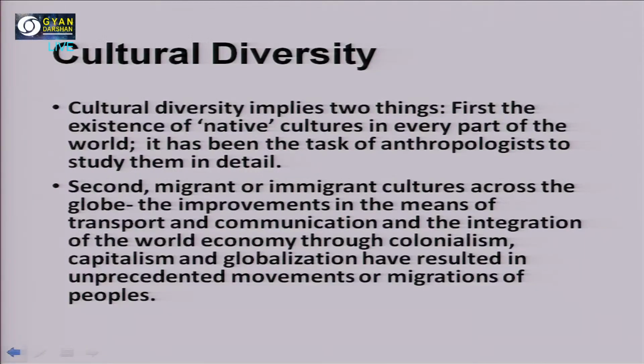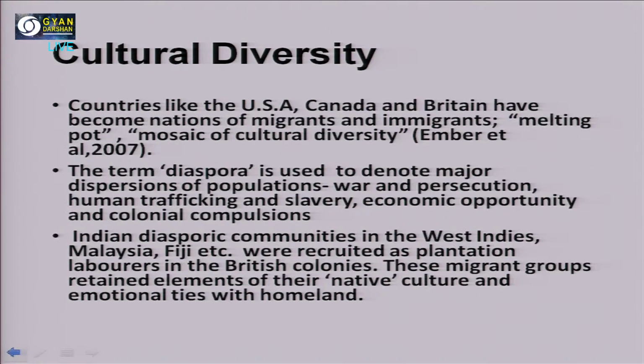What about the fact that today there is so much migration, so much movement of people from one part of the world to the other? Migrant or immigrant cultures across the globe present an immense challenge for social scientists and other scholars to study. We see that the improvement in the means of transport and communication and the integration of the world economy through colonialism, capital, and globalization have resulted in unprecedented movements or migrations of people.